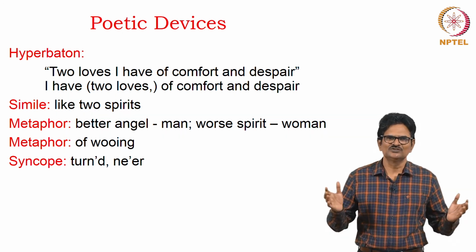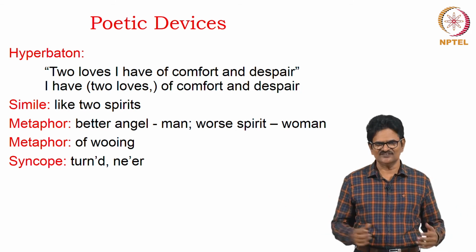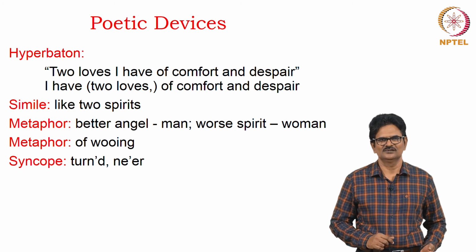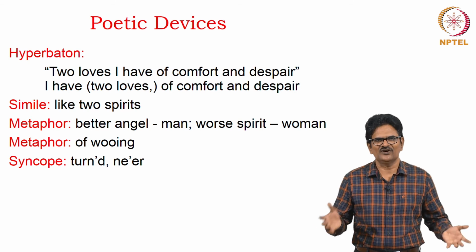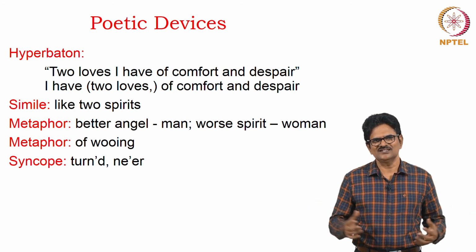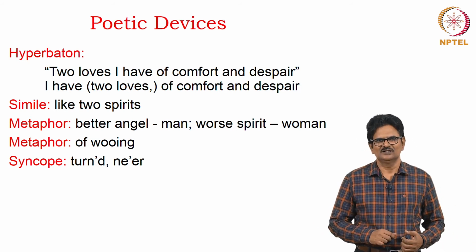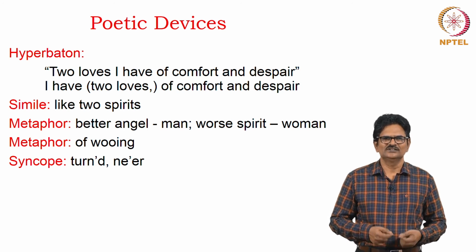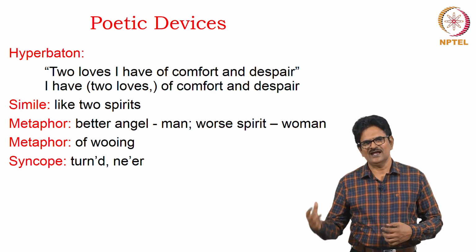Shakespeare uses two similes, like two spirits. These spirits are angels, one is a good angel, another is a bad angel, that is the devil. He also metaphorically refers to these angels in terms of man and woman. We also have the metaphor of wooing, the idea of courting between this better angel and worse angel.